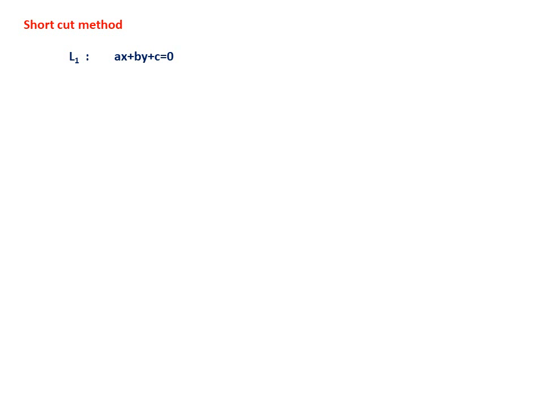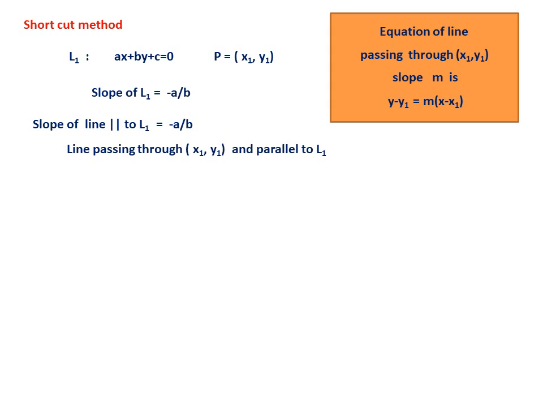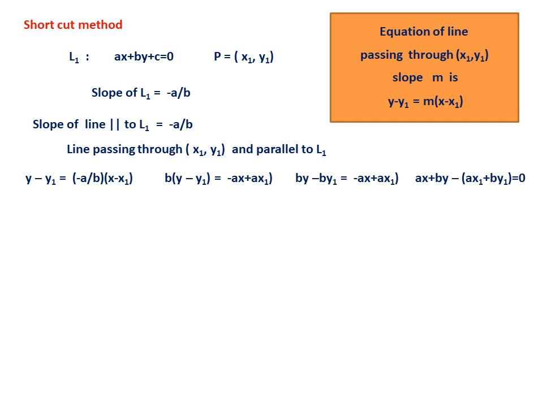L1, let us take ax plus by plus c equal to 0 and P equal to x1, y1. Now the slope of L1 is minus a by b, the formula, and therefore the slope of any line parallel to L1 will always be minus a by b. Therefore, the line passing through x1, y1 and parallel to L1 is the equation of the line passing through x1, y1 with slope m. So use the formula y minus y1 equal to m into x minus x1. So this will give you, after simplification, the equation ax plus by minus ax1 plus by1 equal to 0. This is the shortcut. Therefore this is the way you can do it.